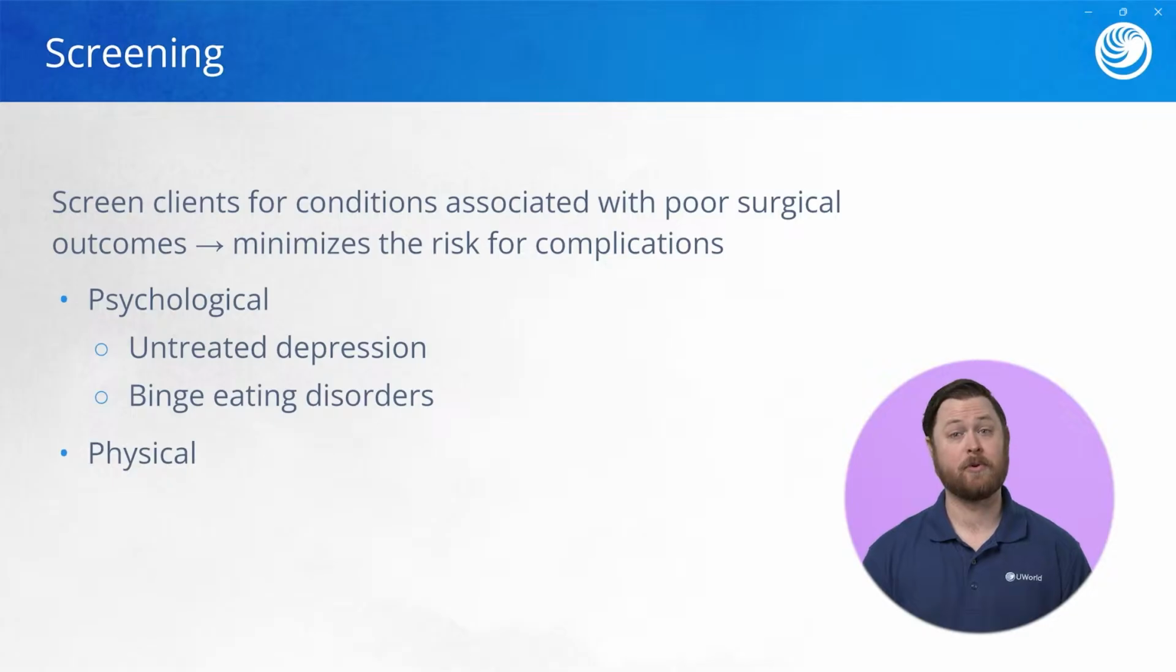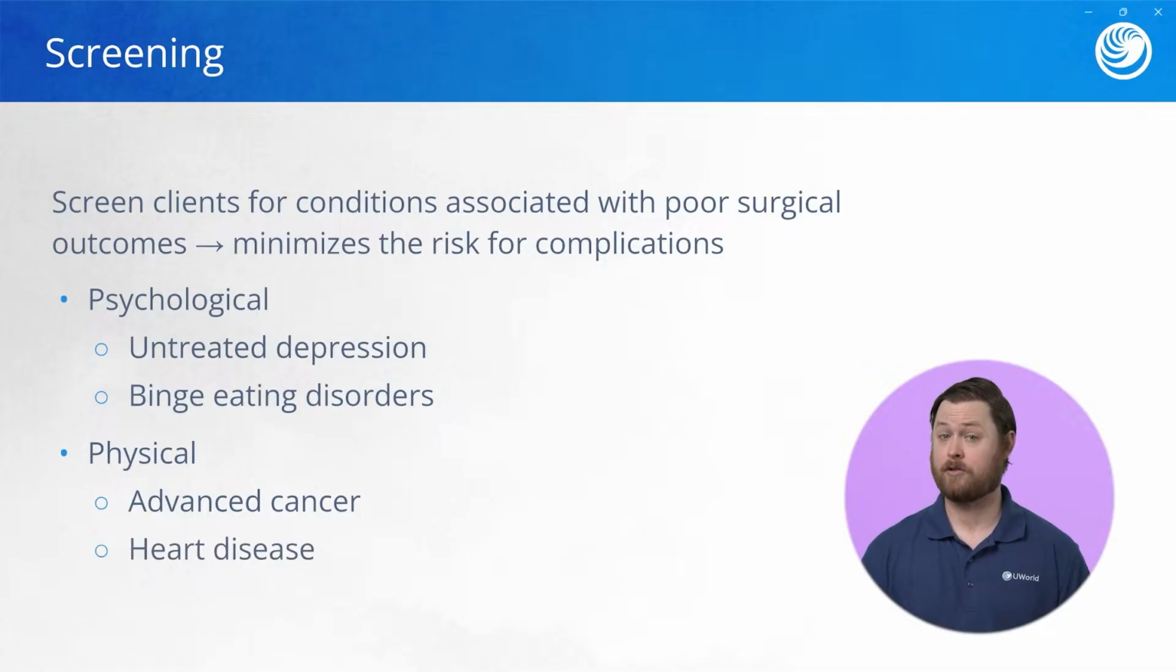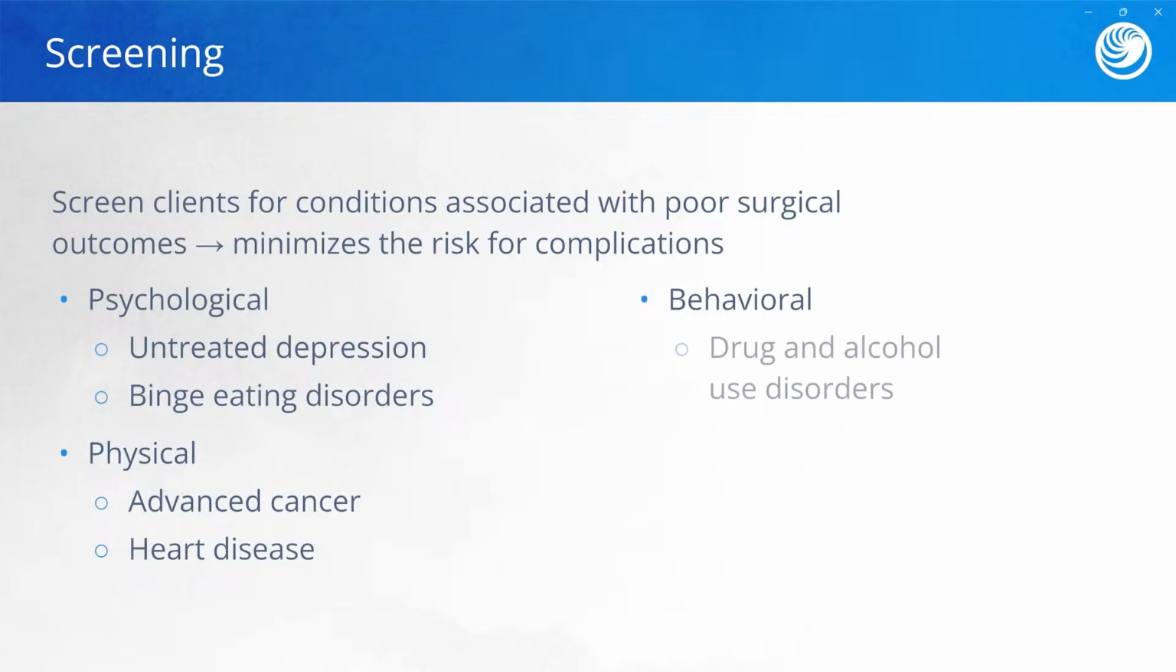Physical conditions that reduce life expectancy, such as advanced cancer and irreversible heart disease, are contraindications to bariatric surgery, as these conditions are unlikely to improve with surgery and weight loss. Behavioral conditions that are contraindications to bariatric surgery include drug and alcohol use disorders, as these can minimize a client's commitment to lifestyle changes following surgery.